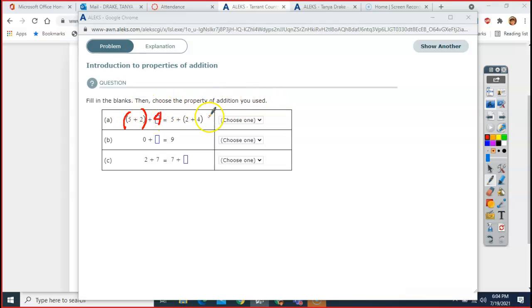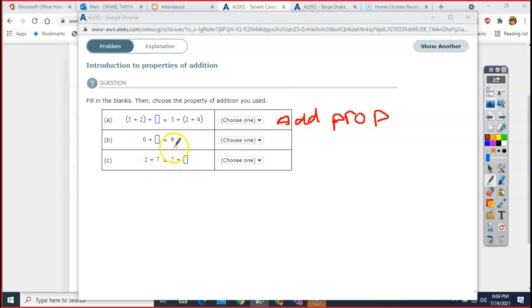Bottom line is, it doesn't matter when you have all plus signs. This is the addition rule. It doesn't matter where your parentheses are, because everything is plus, it's going to equal the same. 5 plus 2 is 7, and 7 plus 4 is 11. And over here, 2 plus 4 is 6, and 5 plus 6 is also 11. So with addition, you can move your parentheses around and the work doesn't change. So this is the addition property. I'm going to put add property, and I'm going to show you the answer on the next screen.